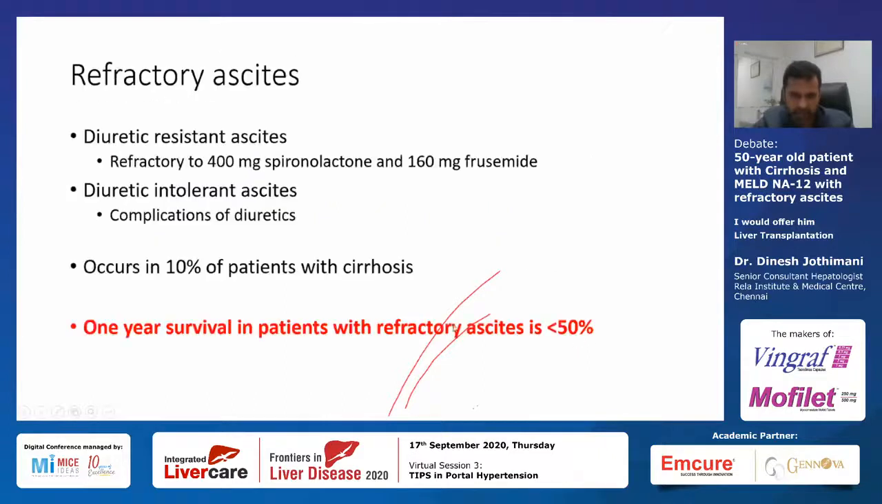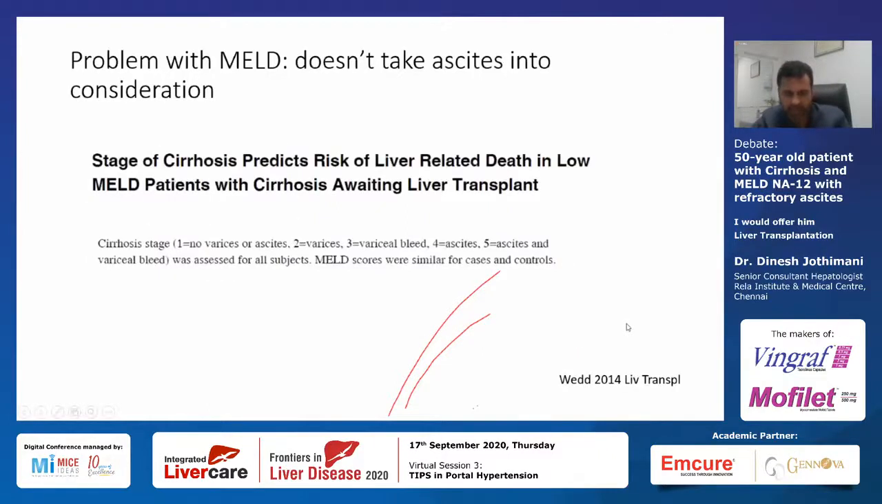Okay, that's the important point. That's why I highlighted it in red. So it's not something you need to ignore. It's something very important you need to take into consideration. Now, what is the problem with MELD score?